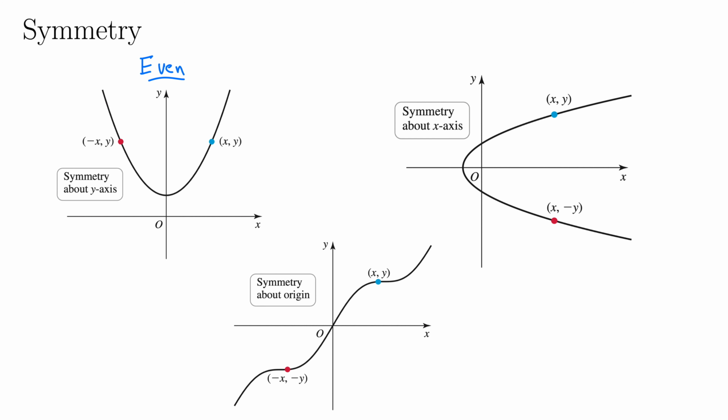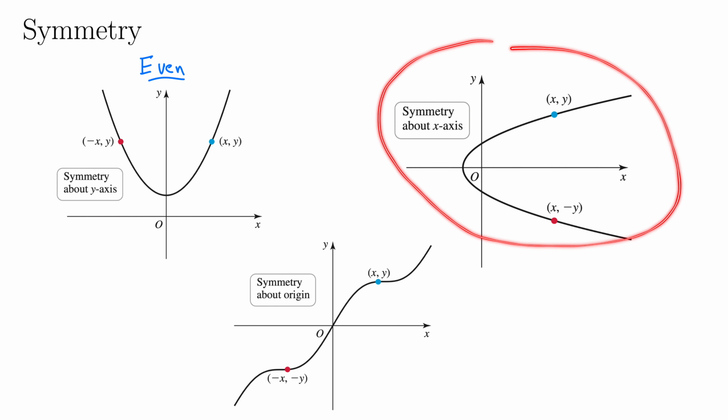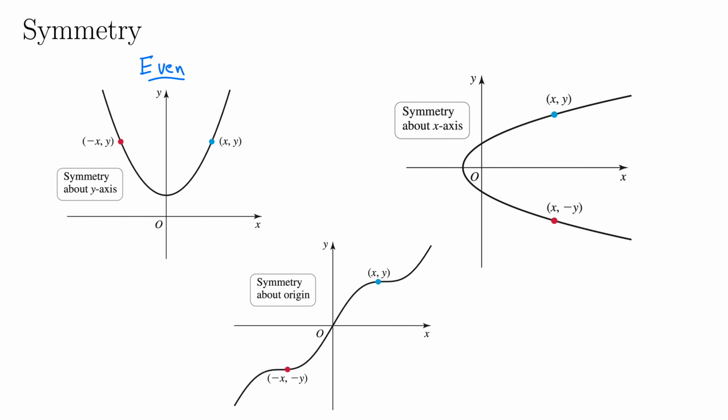These are even functions, right? Because we don't want to sit around saying symmetric about the y-axis all day. It's a little much to say. So let's just call those even functions. All right, moving on to the next one here. Here we have essentially a sideways parabola that straddles the x-axis. And we say that these are symmetric about the x-axis.